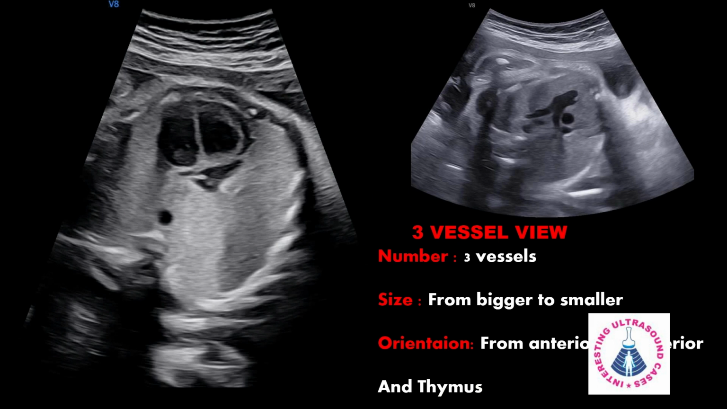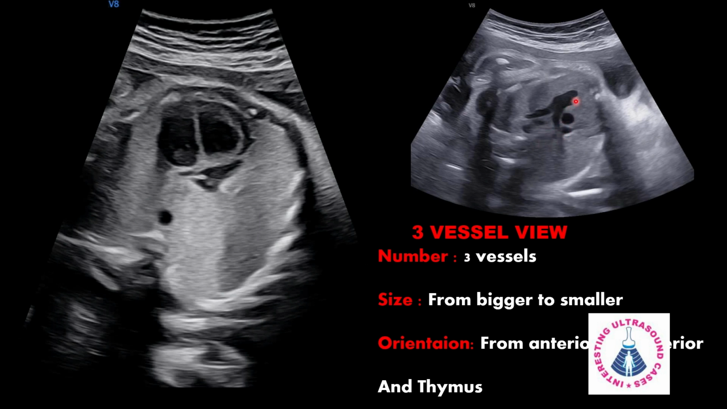Next view is the three vessel view. In this view, we can see the three vessels arranged from left to right: pulmonary artery, aorta and SVC. Here we can see the main pulmonary artery branching into left and right pulmonary arteries, then aorta and SVC.